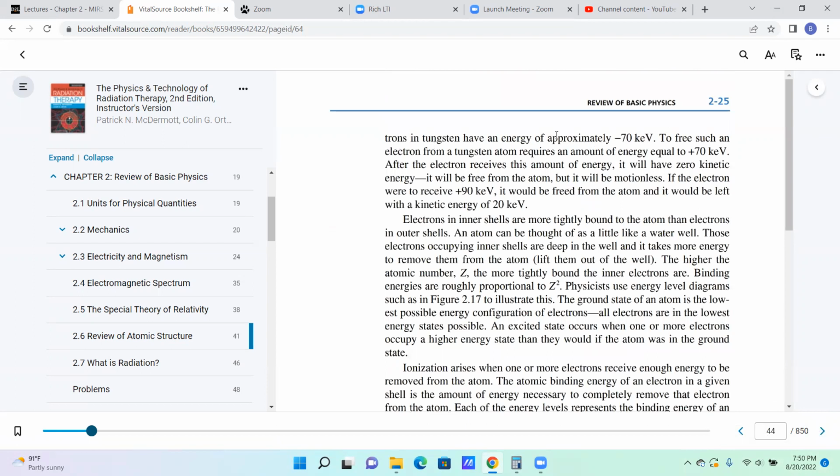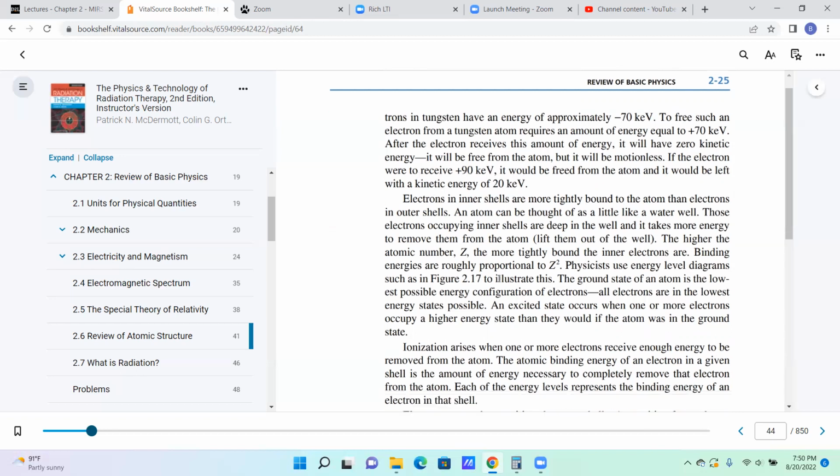So electrons in tungsten have an energy of approximately minus 70 keV. To free the electron, you have to give it 70 eV. After the electron receives this amount of energy, it will have 0 kinetic energy. It will be free from the atom, but it's kind of stuck out there. If it were to receive 90, then it would be freed and would be left with kinetic energy of 20 eV.